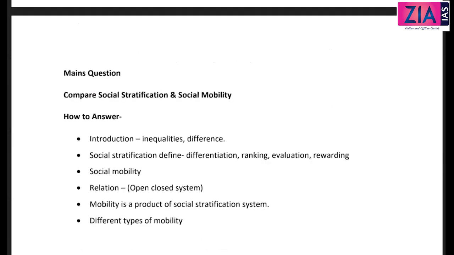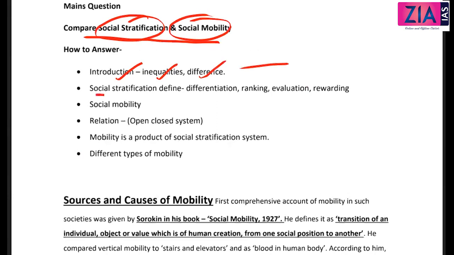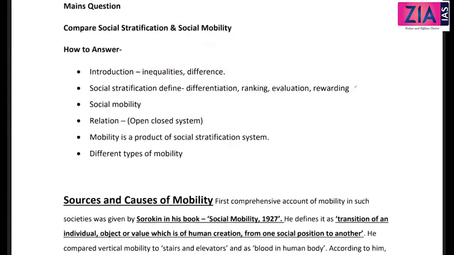Okay, you see this question, the main question which was asked: compare social stratification and social mobility. So both are asked. We have discussed this. What do you need to write? You talk about the introduction, inequality, differences, stratification. You can talk about stratification, differentiation, ranking, evaluation, rewarding. Then talk about social mobility. Then talk about the relation. There you talk about open system and closed system. Mobility is possible in an open system, not possible in a closed system. And mobility is a product of the stratification system, and the different types of mobility that we have discussed. That is how you need to answer that question.